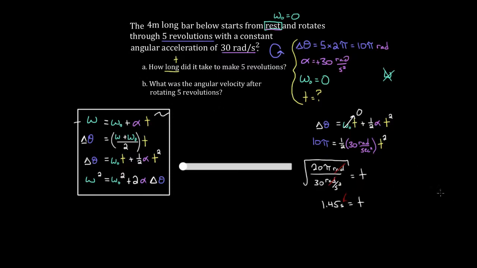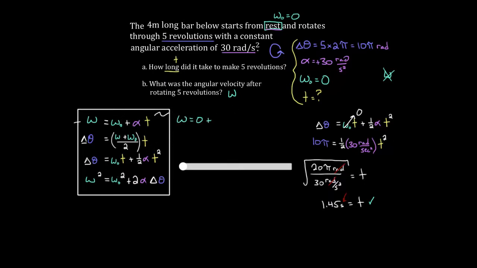So now there's a couple ways we could solve this. Because we solved for the time, we know every variable except for the final angular velocity. So I could use any of these now. To me, this first one's the simplest. There's no squares involved. There's not even a ratio or anything. So let's use this.